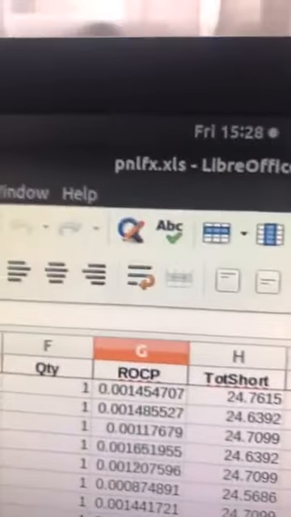I'll include this in my video or my Quant Analytics tutorial section. If you need to know the name of the file that will be posted, it will be called P&L FX XLS. There's another one as well. Okay, so that's pretty well it.